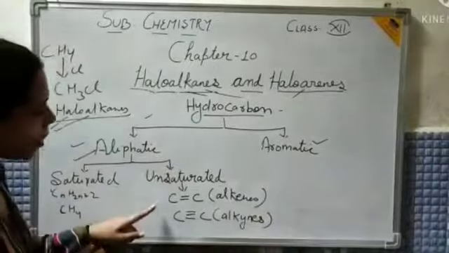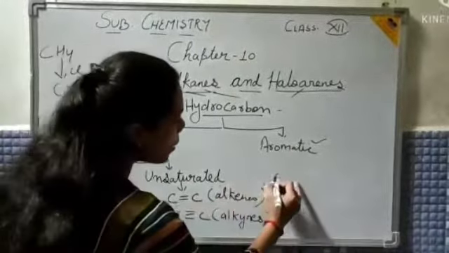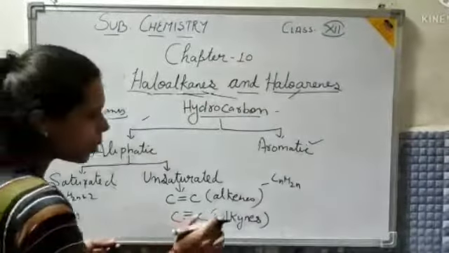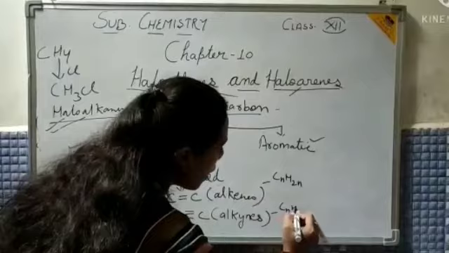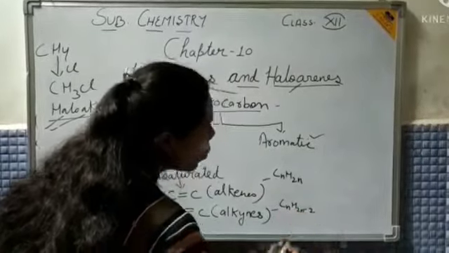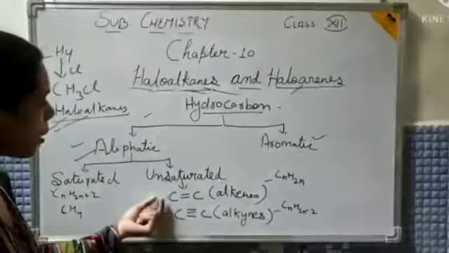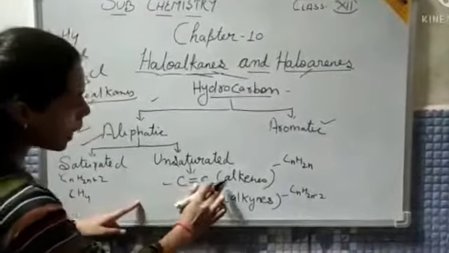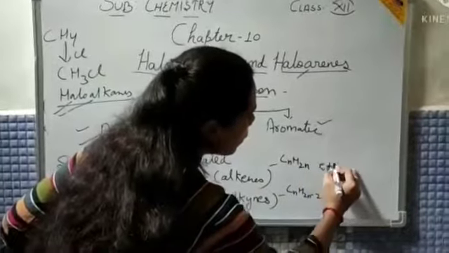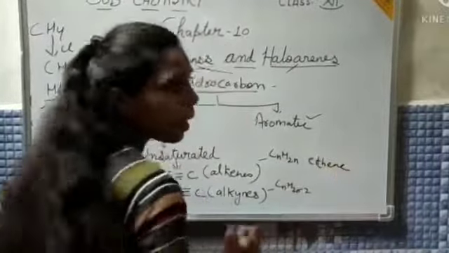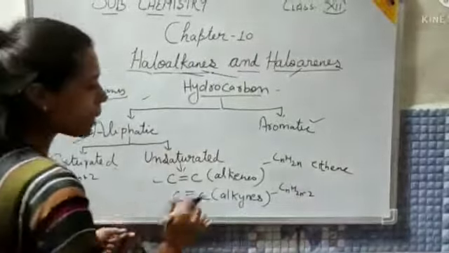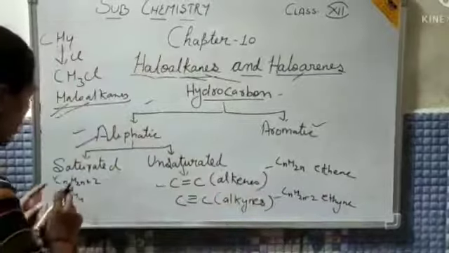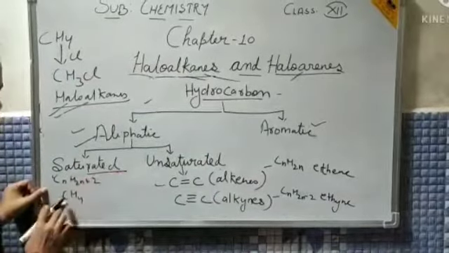Okay students, the general formula for carbon-carbon double bond is CnH2n, and for carbon-carbon triple bond, the general formula is CnH2n-2. So these are the general formulas. A simple example of alkene is ethene. You can say ethene is a simple example of a carbon-carbon double bond, and for a carbon-carbon triple bond, a simple example is ethyne. You will not start from carbon 1 as we did in saturated hydrocarbons.